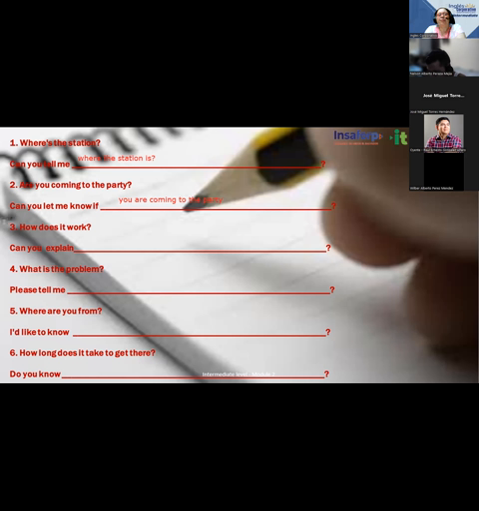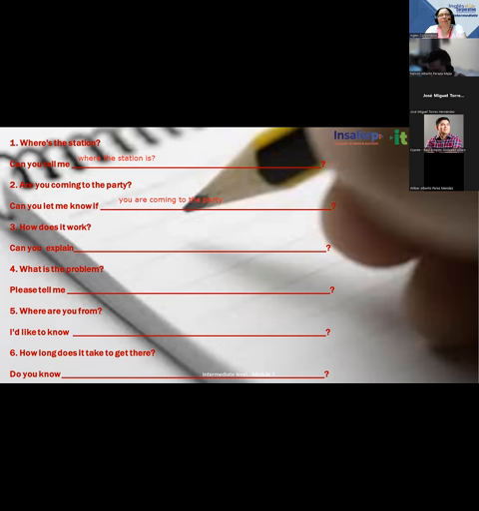Vamos a la siguiente. Let's go to the next one. Number three. Can you explain how work it? Necesitamos, así como acá, un sujeto, ¿verdad? Y luego el verbo. ¿Cuál sería mi sujeto? How it works. Y conjugo el verbo al tiempo presente, work. Porque es en presente. Works, okay? Third person. Can you explain how it works?